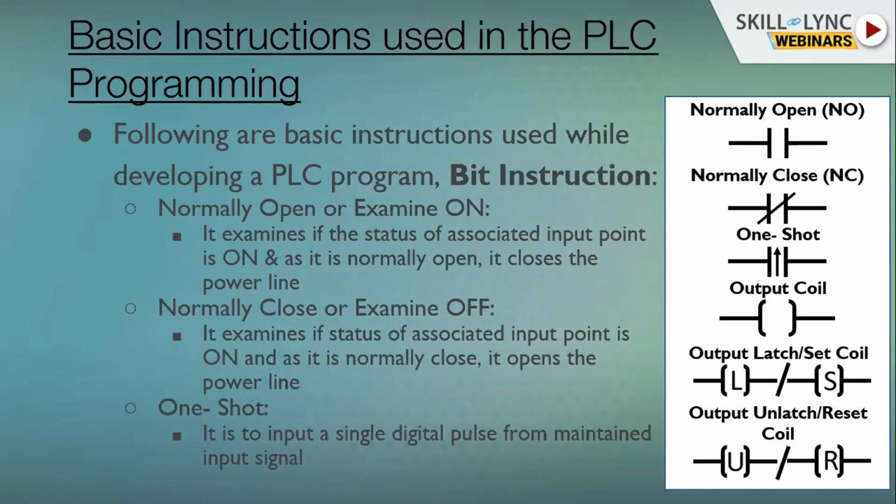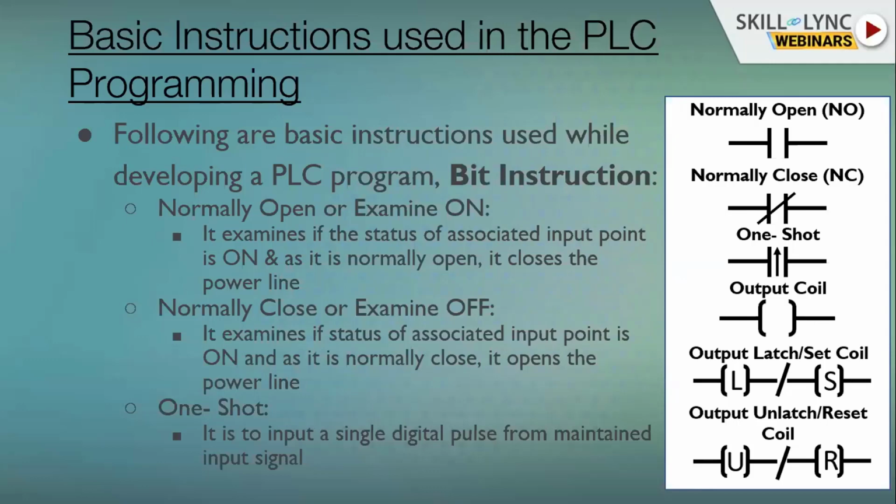One is bit instruction. Some instructions come under bit instruction. One is normally open, or examine on. You can see on the right side how those instructions are drawn in a ladder diagram. The first one is NO. You use NO for a field input device. This is an input instruction. When that signal is on from the input device, it will close the circuit and switch on the output which is connected to this NO.